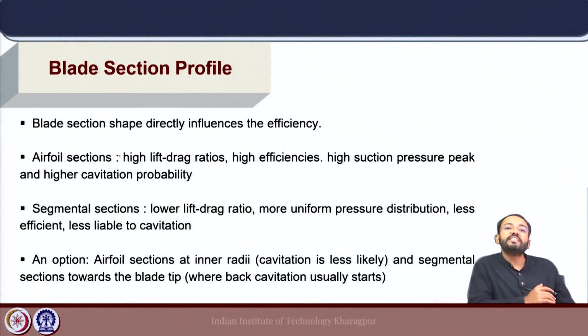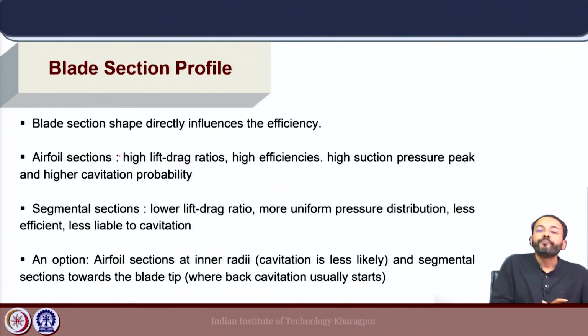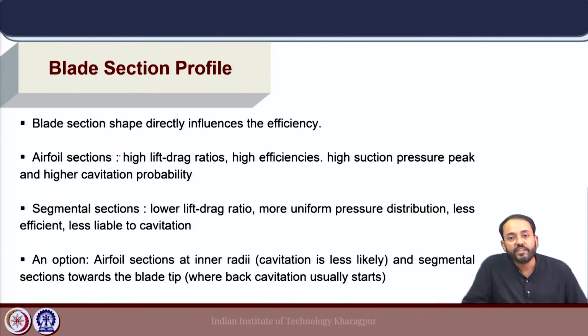So, airfoil sections can be used at the inner radii where cavitation is less likely, and towards the blade tip segmental sections can be used. But it must be mentioned here that when we do propeller design using methodical series data, the section profile is already given by that methodical series. So, that is not chosen by the designer. On the other hand, if we design from first principles, for example using circulation theory, then one has the opportunity of choosing the section profiles at different radial locations on the propeller blade.